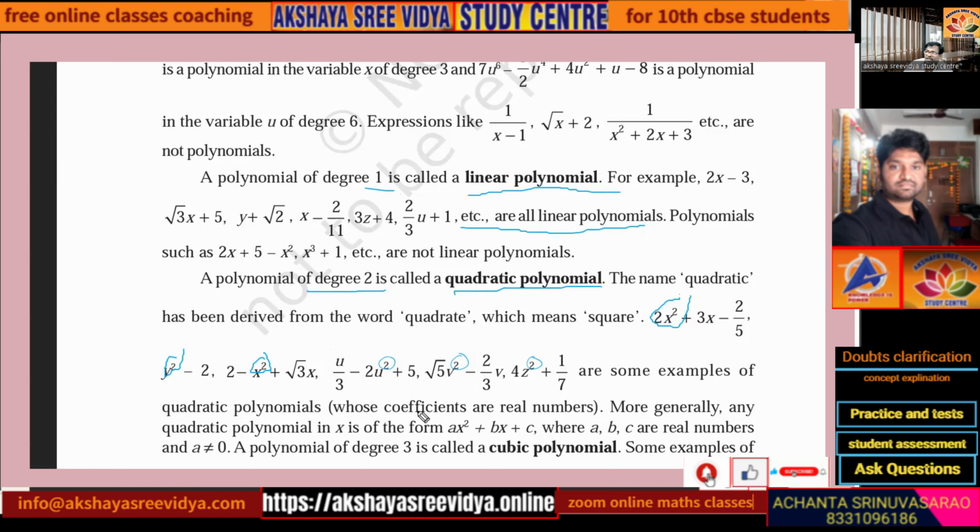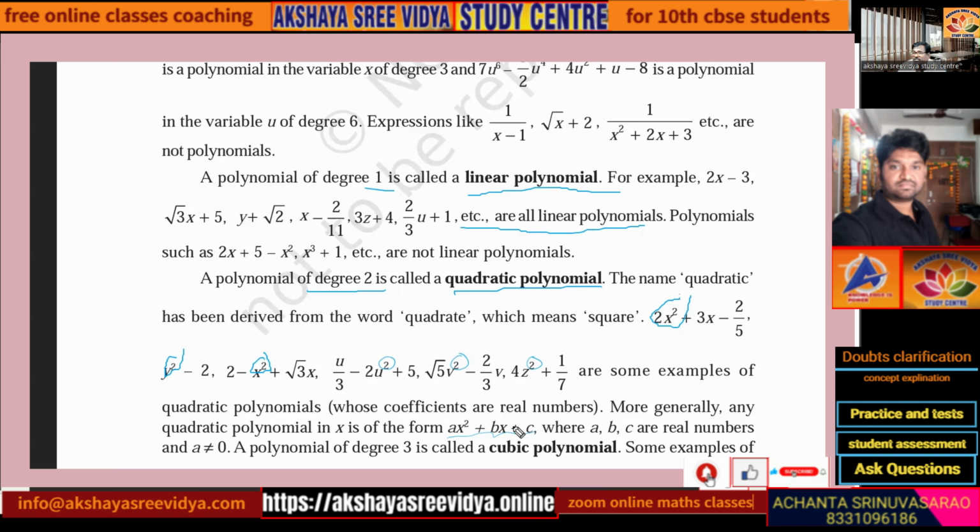More generally, any quadratic polynomial in x is of the form ax square plus bx plus c. That is the general form of the quadratic polynomial, where a, b, c are real numbers and a is non-zero.